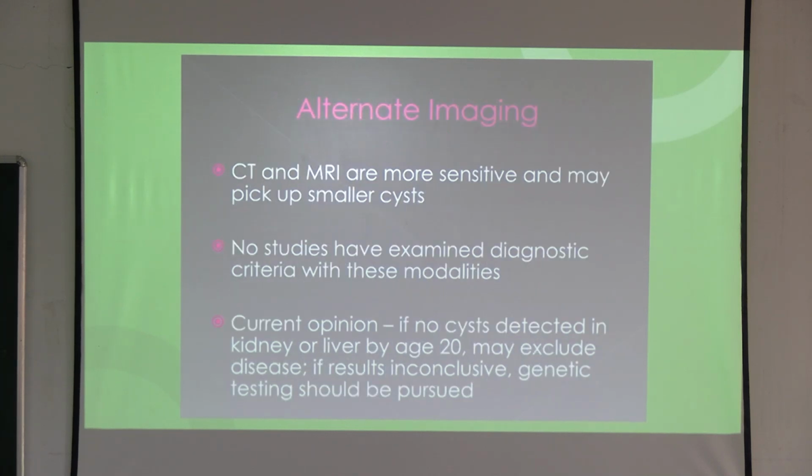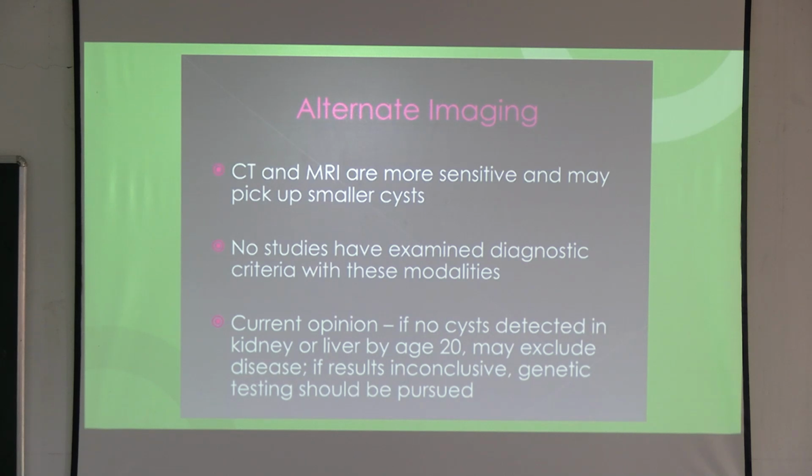Now the alternate imaging methods are CT scan or MRI, but ultrasonography is more sensitive. CT and MRI may pick up smaller cysts, but CT scan has radiation hazard, so it is not recommended for routine screening. No studies have examined the diagnostic criteria with these modalities, so they have not been picked in diagnostic criteria due to radiation hazard. The current opinion is that if no cyst is detected in kidney or liver by age 20, it may exclude the disease. If the result is inconclusive, genetic testing should be pursued.